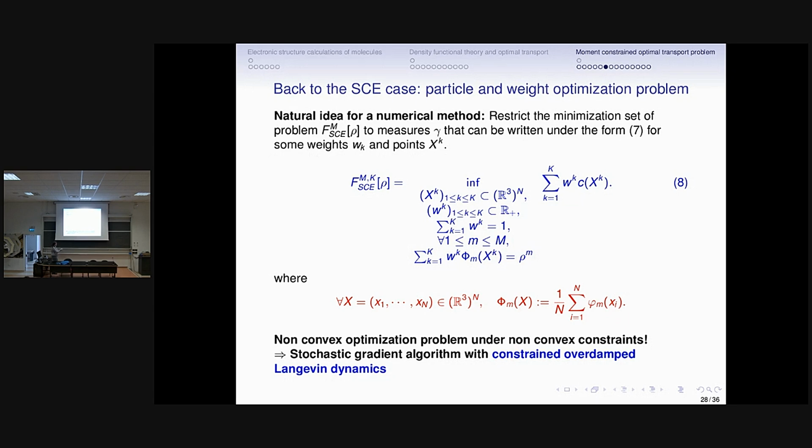So in order to deal with that, in order to find practically some approximation of this minimization problem, we relied on a stochastic gradient algorithm that can actually be written as constrained Langevin dynamics. And then we see what it gives. We've got no theoretical guarantee on the convergence of this practical stochastic algorithm, unfortunately. But well, we'll see what it gives.